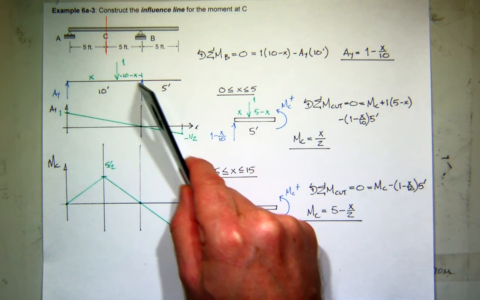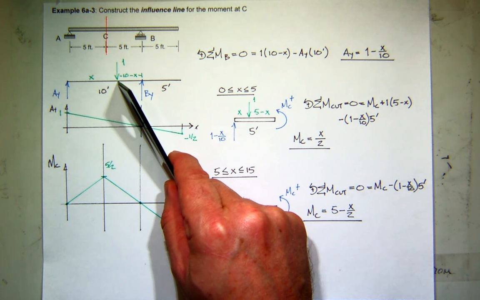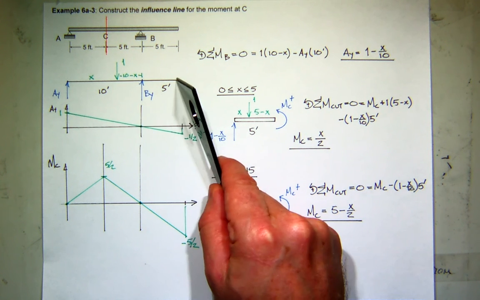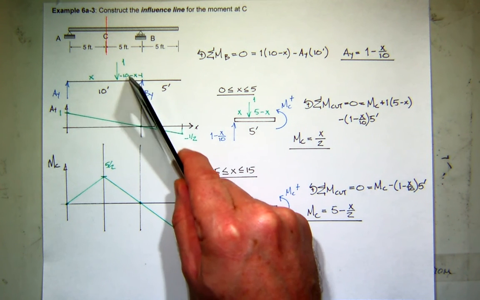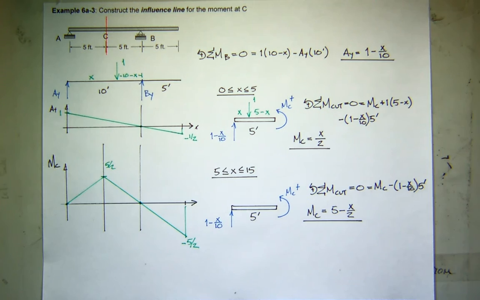Because about B, this is creating positive moment, but when it gets over here, it's going to create negative moment. But the distance will change signs. So it'll take care of it. Pretty cool, huh?